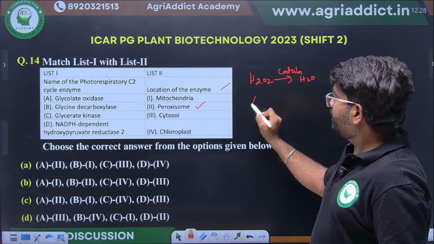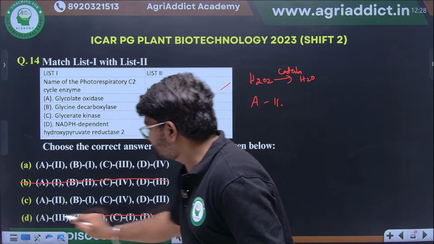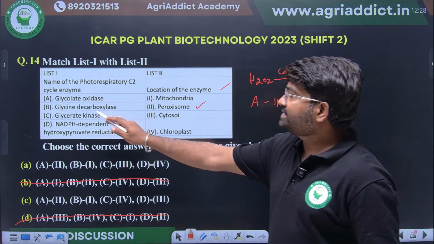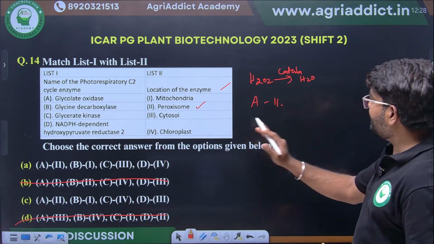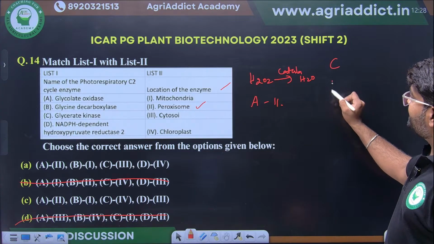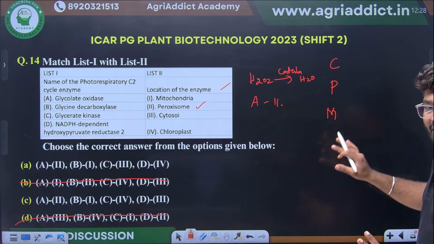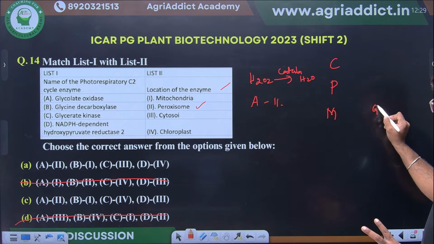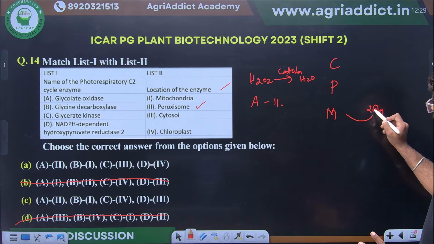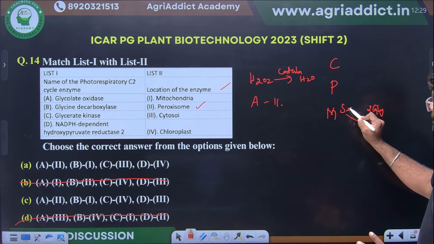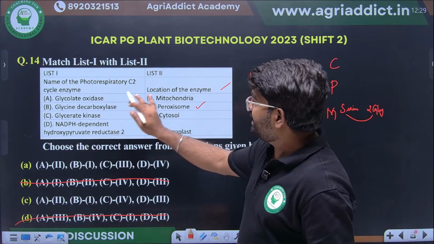Yes. So A is 2, A is coming in this option 2. Glycine decarboxylase. This reaction we know. Photorespiration occurs in chloroplast, peroxisome and mitochondria. This glycine decarboxylase enzyme will be present in mitochondria, which converts two molecules of glycine into serine. So this will be present particularly in mitochondria.